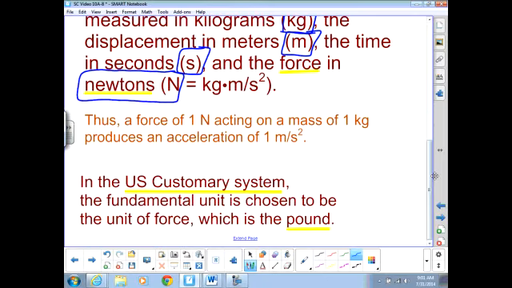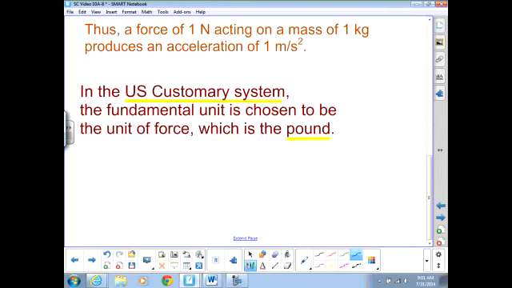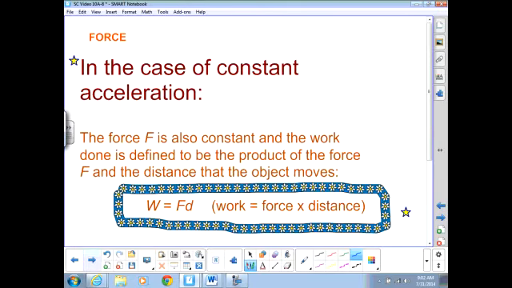If you're using the English system, the US system, our force unit is pounds. So notice, if they give you pounds, that's already a force. You don't have to do mass times acceleration. It's directly giving you a force. If you have constant acceleration, then the work is just the force times the distance.